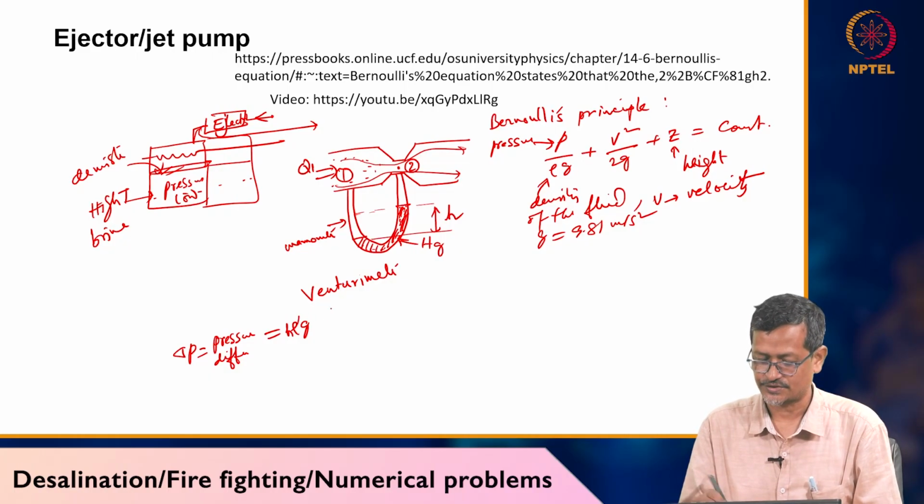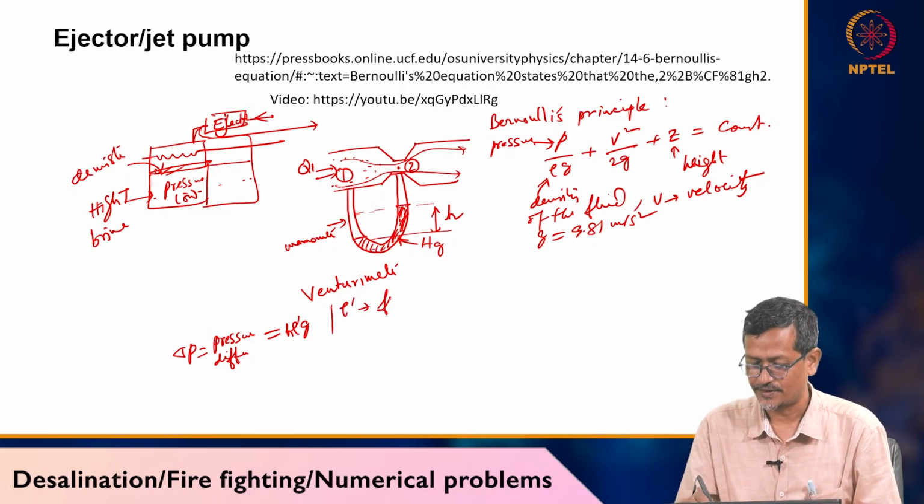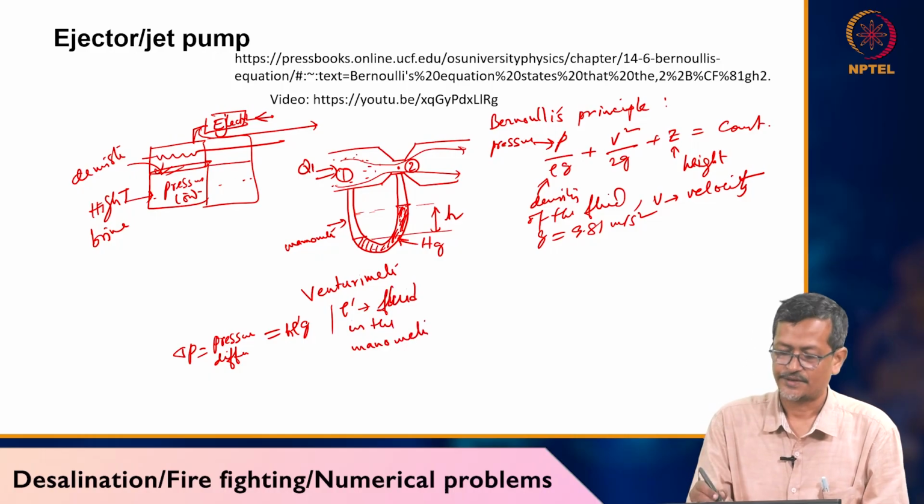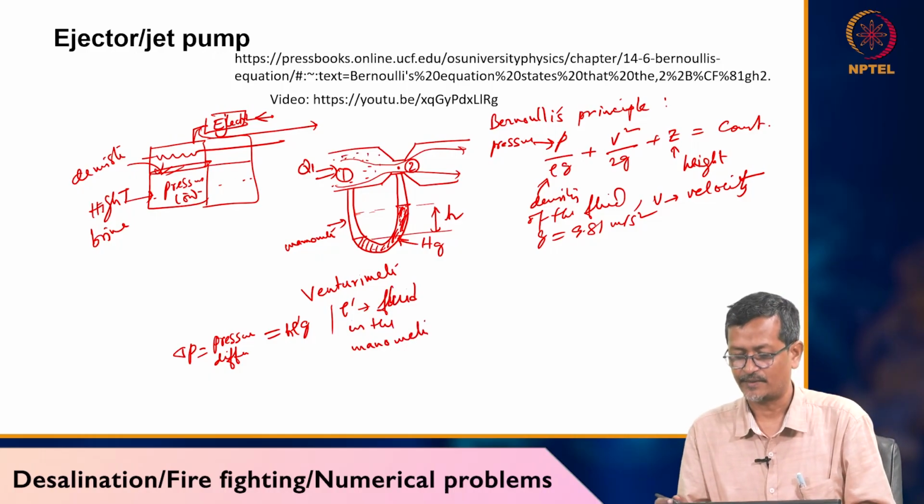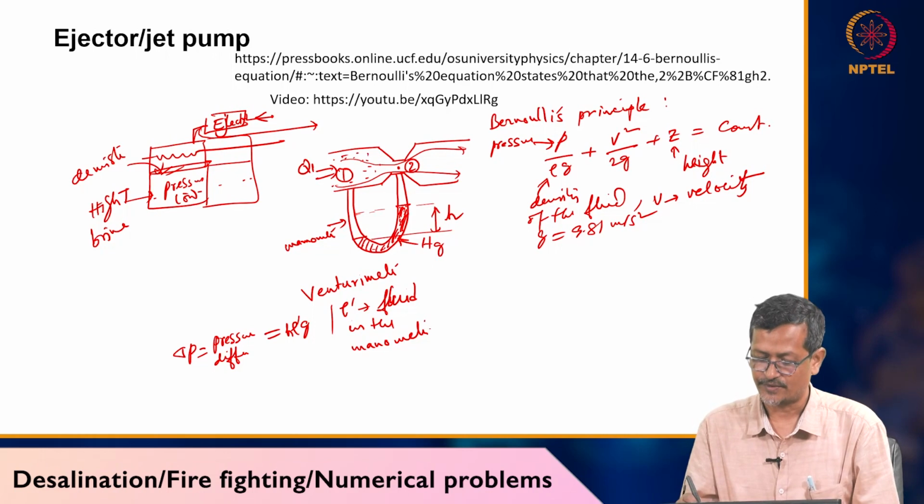Del P is created like H rho g, where rho dash is the density of the fluid in the manometer. The main pipe fluid will be different and the manometer fluid will be different. If the manometer fluid is mercury, then it will be 13.6 gram per centimeter cube.